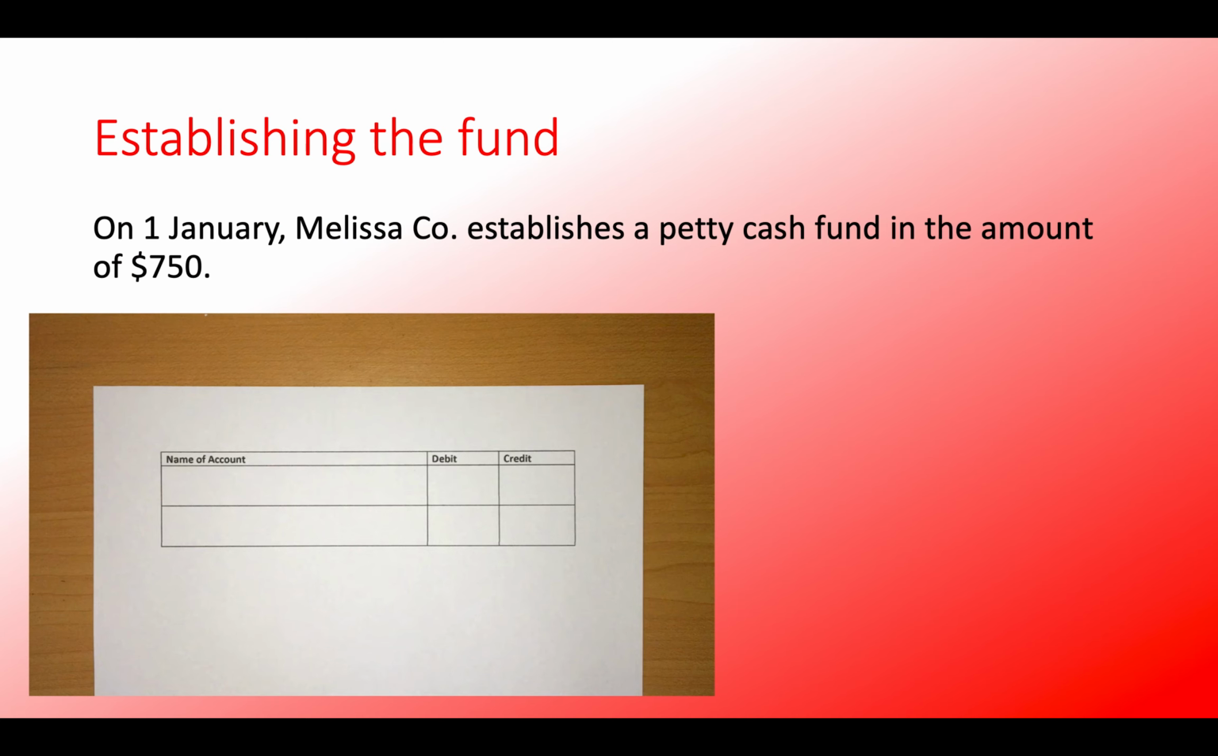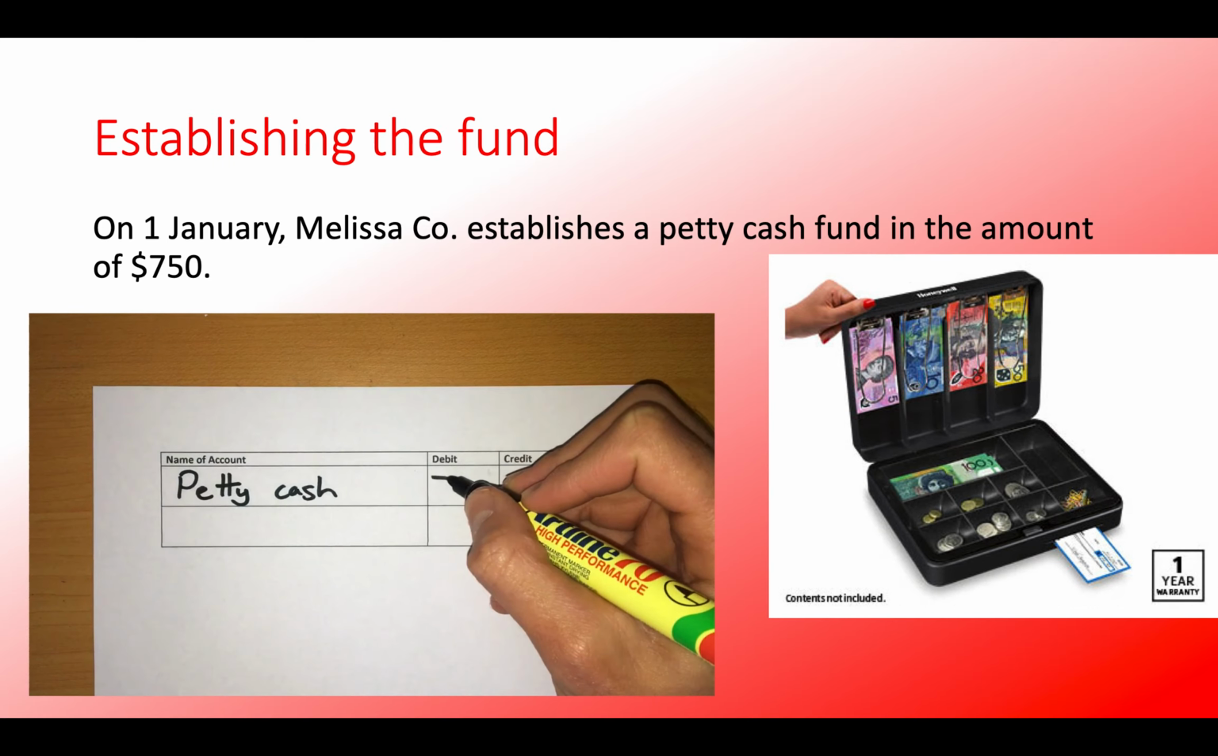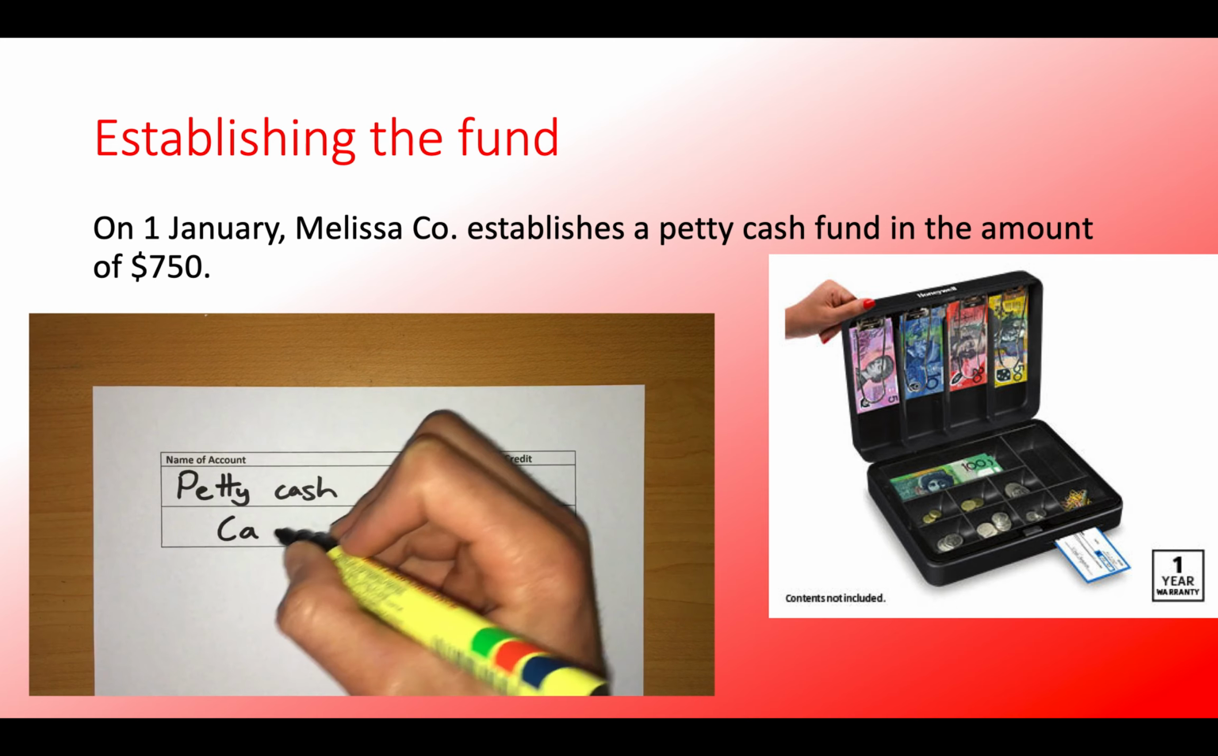So step 1 is to establish the fund. To do this, move money from the cash to the petty cash account. Now the accounts will know about the physical money box that we've created, like you see in the picture on the right.